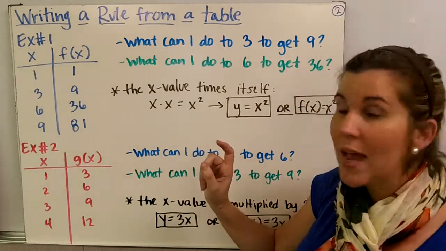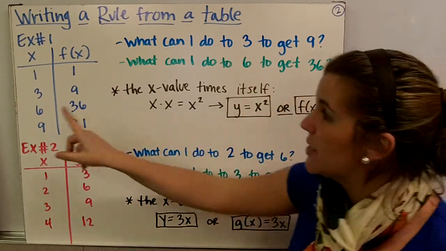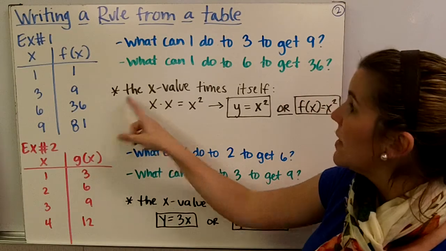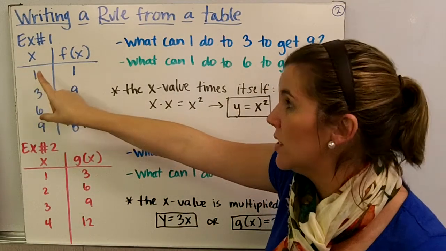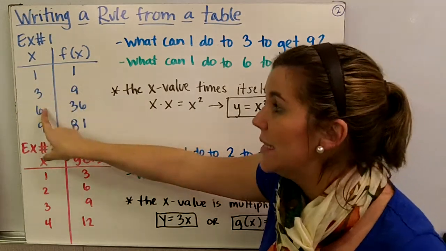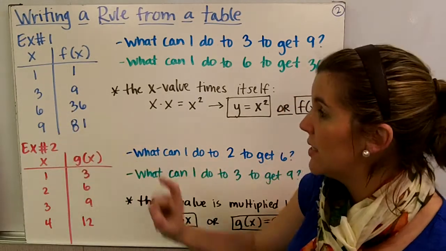And the same thing has to be true for what can I do to 6 to get 36? So how do you go from 6 to 36? The x value times itself. So 1 times itself, 1 times 1 is 1. 3 times itself, 3 times 3 is 9. 6 times itself, 6 times 6 is 36, and 9 times itself is 81.